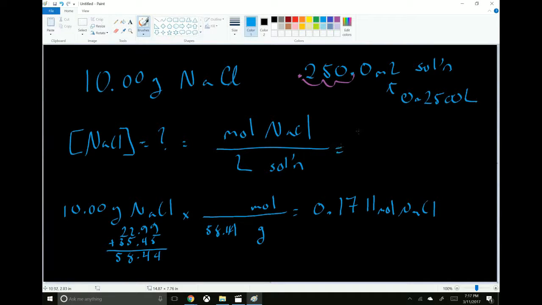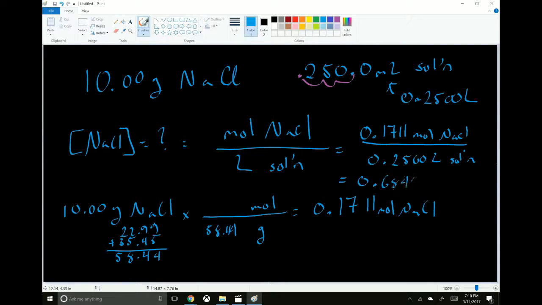So our concentration is going to be 0.1711 moles of NaCl over 0.2500 liters of solution, which is going to get us 0.6844 molar NaCl.